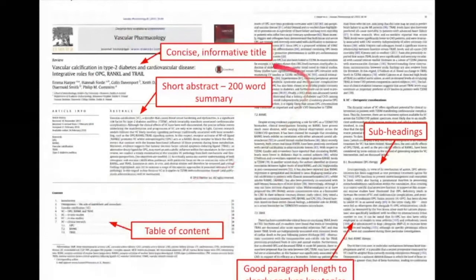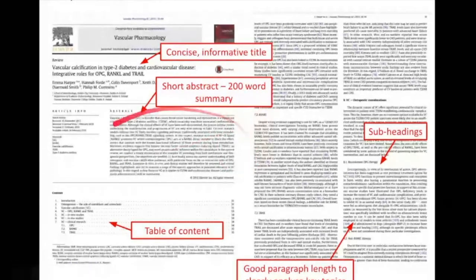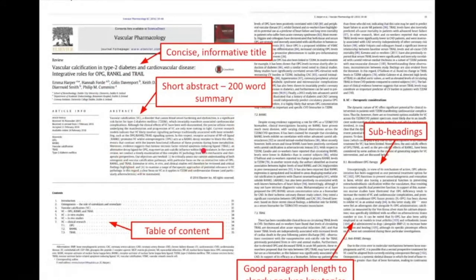200 references in just one paper. Constructing a short abstract with a 200-word summary is not easy, but this 200-word short abstract is very good if you take a look at this paper. It also provides a table of content, and it has subheadings instead of focusing on one big topic. For example, the therapeutic consideration, it also discusses this subheading, other subtopics from this review, okay?